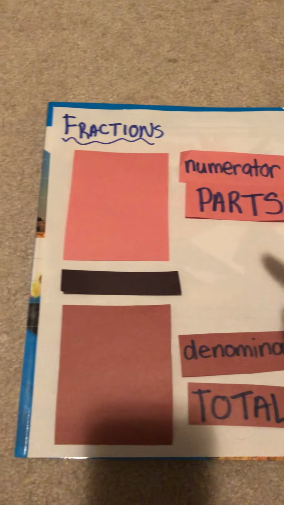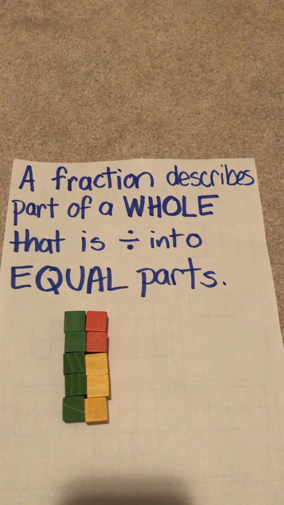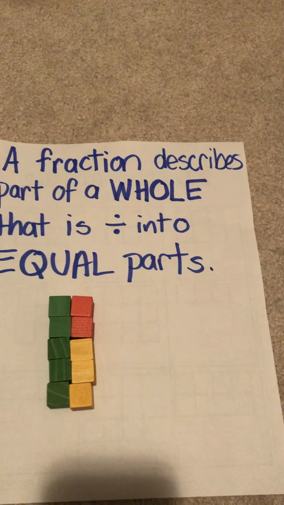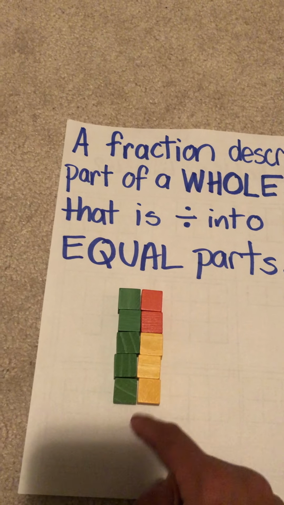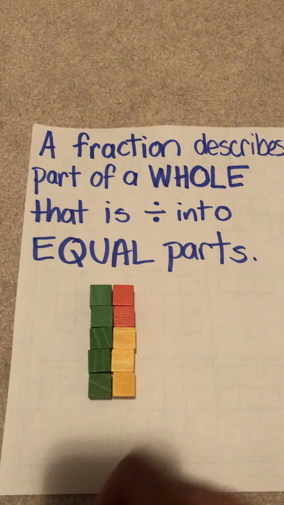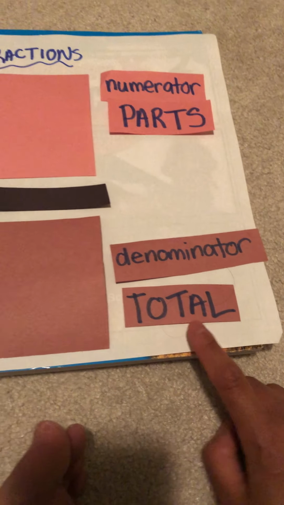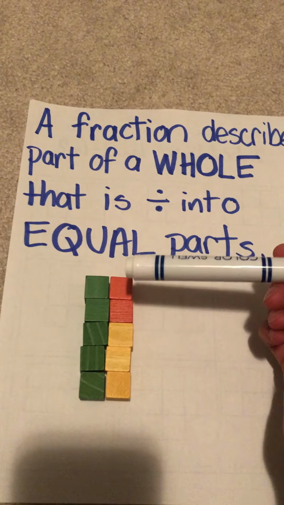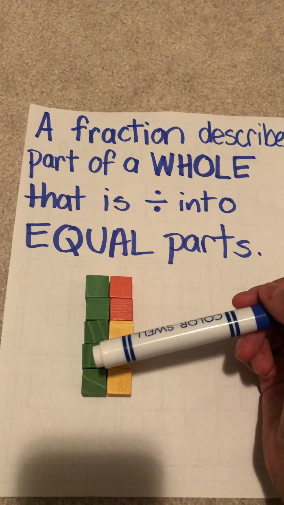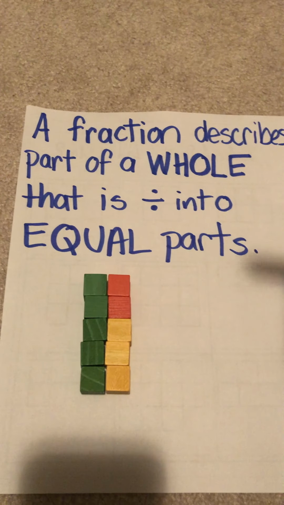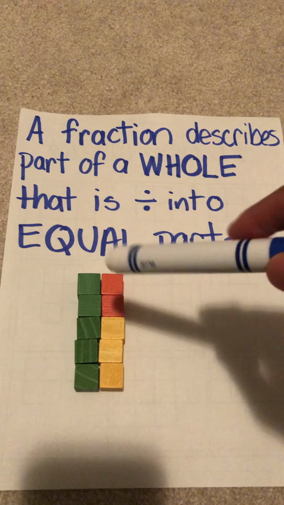What am I talking about? Well, let's go into the definition. A fraction describes part of a whole that is divided into equal parts. So for instance, I have this rectangle here, okay? And I'm gonna look at the whole, or the denominator, which is the total parts. So let's count. 1, 2, 3, 4, 5, 6, 7, 8, 9, 10. There's 10 parts that make up the whole, all together, okay?